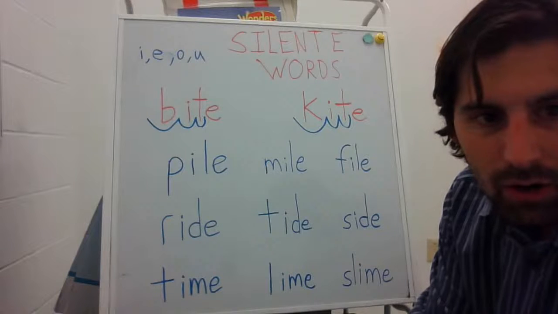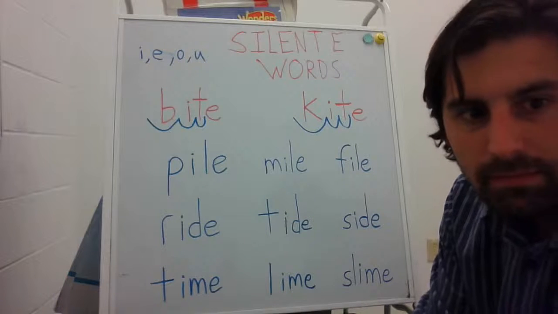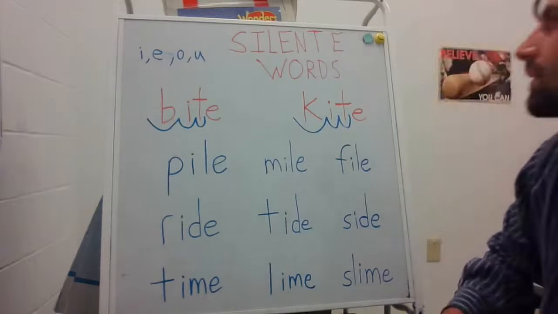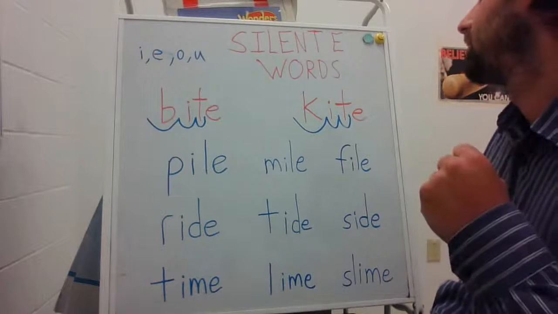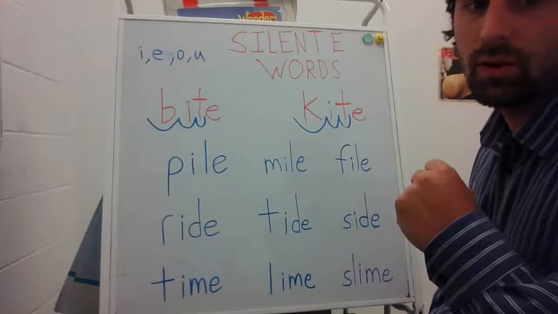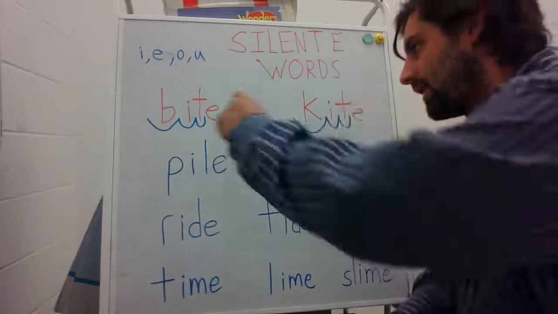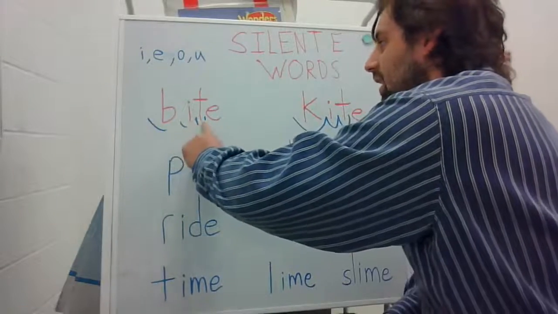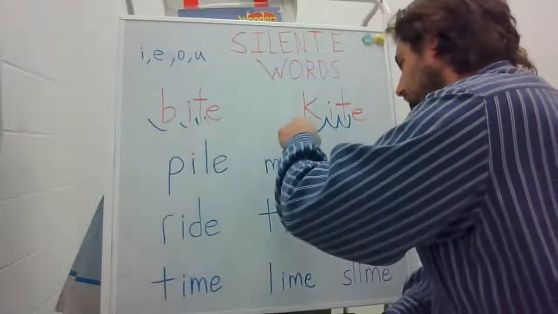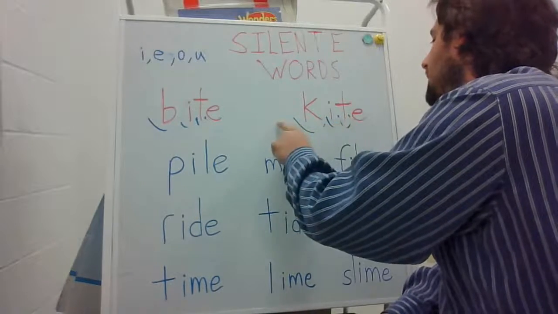So I am going to decode each of these words, and then I'm going to read each of the words with automaticity. All right. Here we go. So in all of these words, the letter E is going to be silent, and it's going to make the letter I say its name. Ready? B-ite. Bite. Next word. K-ite. Kite.